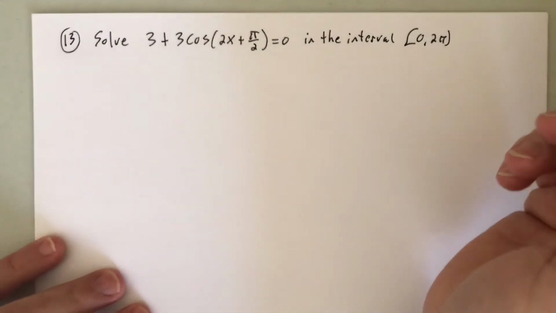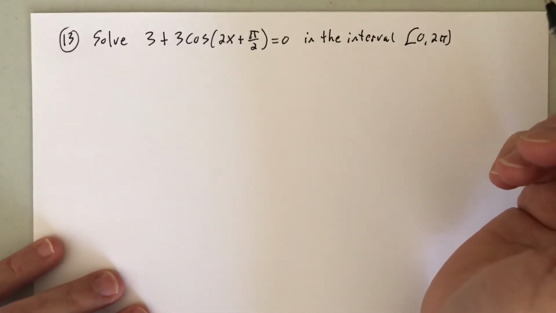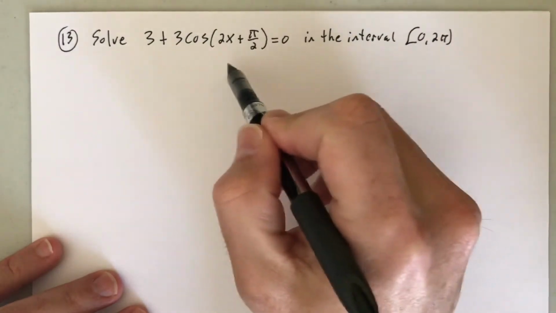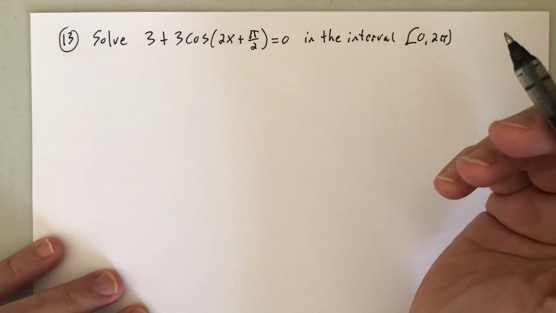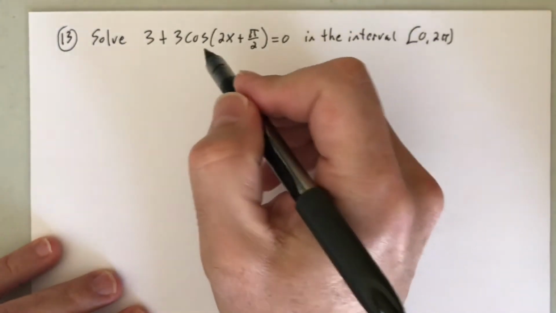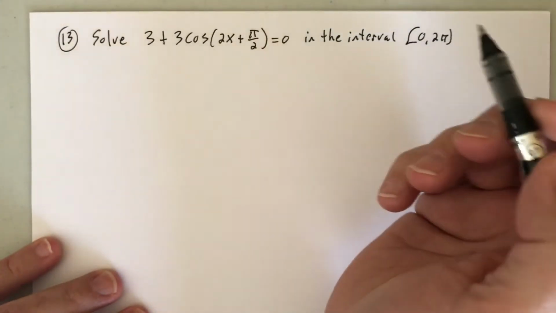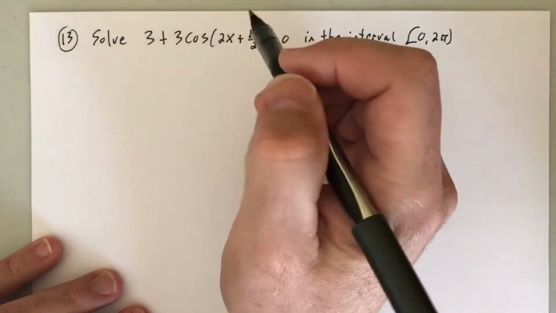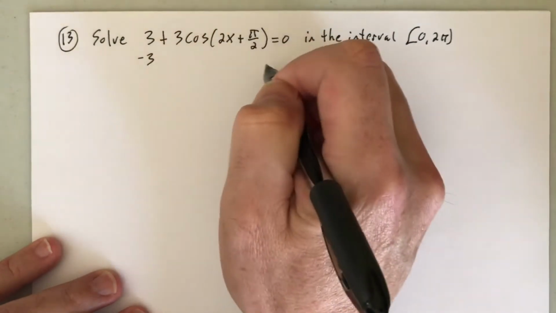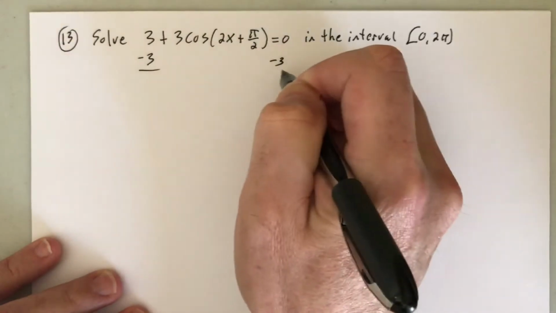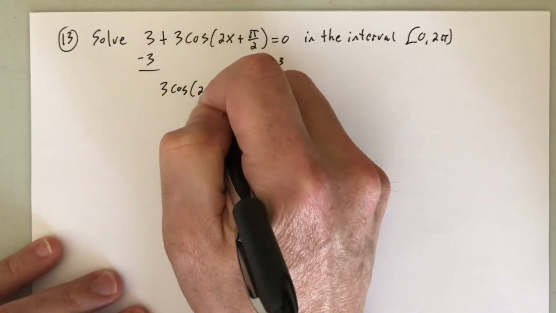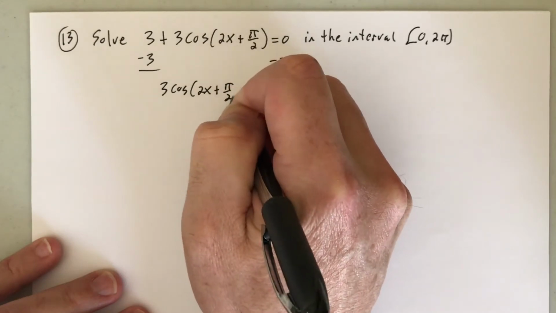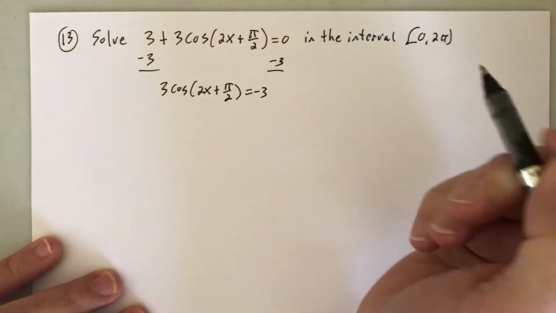All right, so let's pick up with number 13. And you can see that now we have a phase shift with this problem. So I'm going to show you how we take care of that. So let's first get the cosine by itself. We can do that by subtracting 3. So that would give us 3 cosine (2x plus pi over 2) is equal to negative 3.